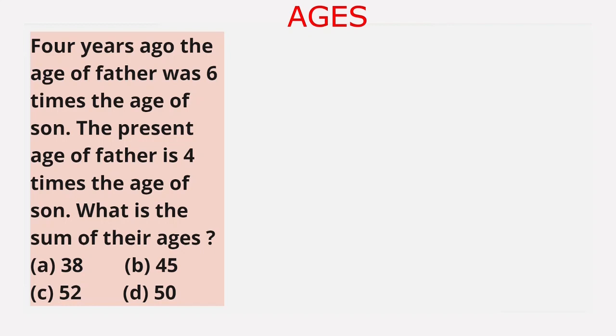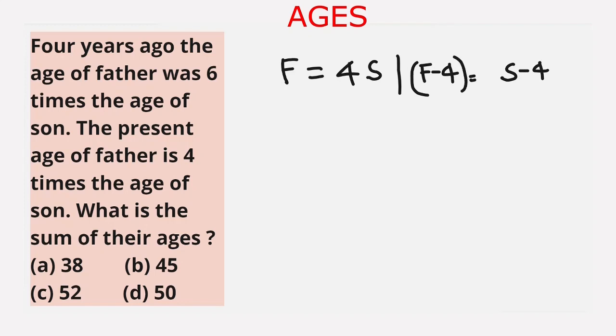If the father's age I write as F and son's age I write as S. Then the present relation between these two is father is 4 times the age of son. So I write F equal to 4S. And second relation is of 4 years ago. So F minus 4 and S minus 4. The father's age is 6 times the age of son.